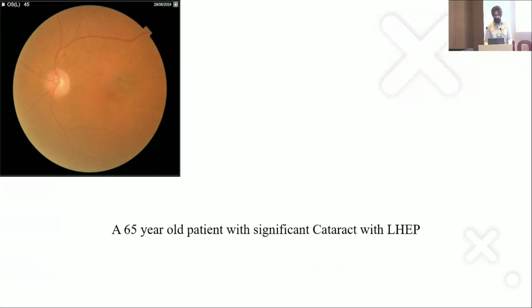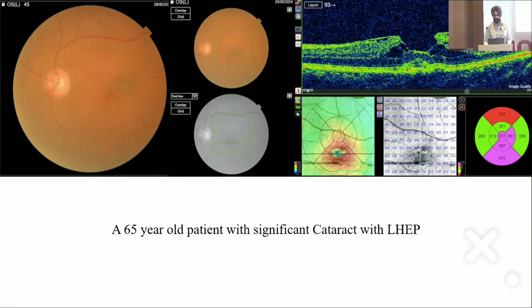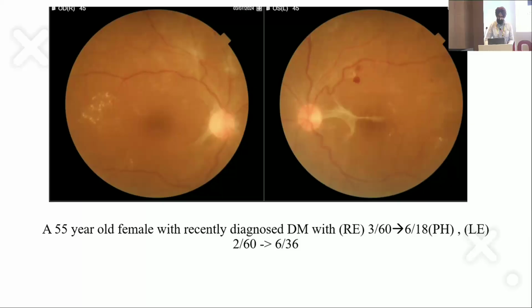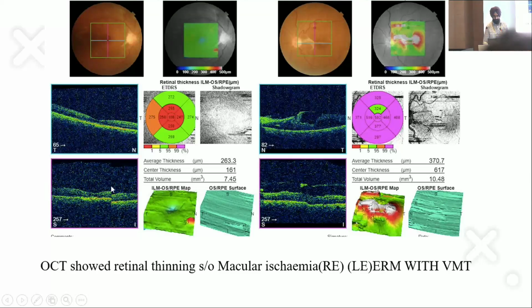Another 65-year-old female came with significant cataract. On examination of the fundus, she had an ERM with lamellar hole and epiretinal membrane proliferation. So she was advised a combined cataract surgery with vitrectomy. Another 55-year-old female, recently diagnosed diabetic. In the right eye, she had 3/60. On pinhole, she improved to 6/18. The other eye on pinhole improved to 6/36. We examined the fundus and did the OCT. The right eye showed retinal thinning, suggestive of macular ischemia, while in the left eye there was ERM with VMT.